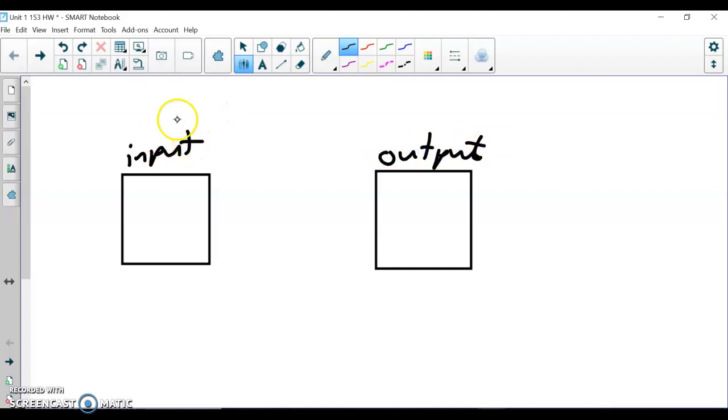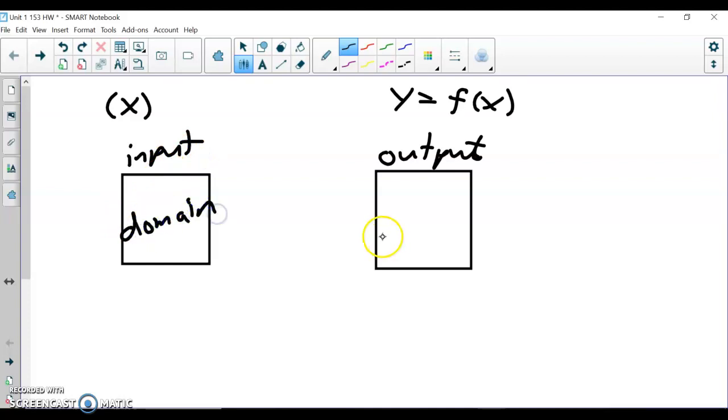The value that's being plugged in, in algebra, classically, can be thought of as the x value, whereas the output a lot of times is thought of as the y, or we write that as f of x in function notation. The set of inputs is called the domain, and the set of outputs is called the range.